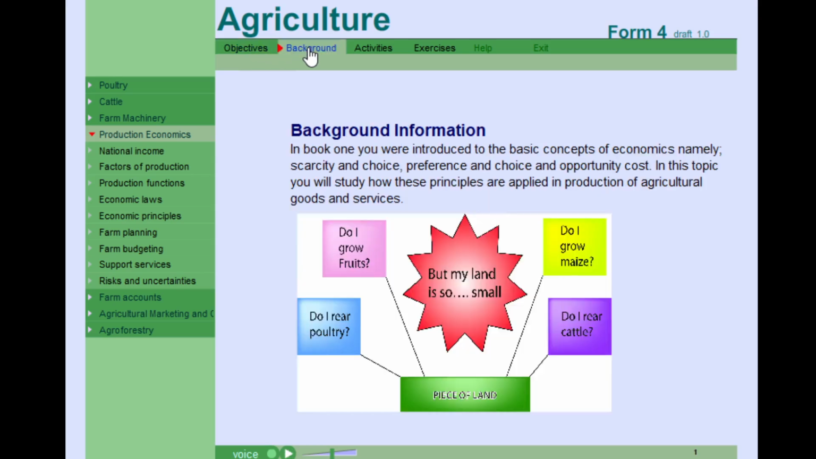Background information. In Book 1, you are introduced to the basic concepts of economics, namely scarcity and choice, preference and choice, and opportunity cost. In this topic, you will study how these principles are applied in production of agricultural goods and services.